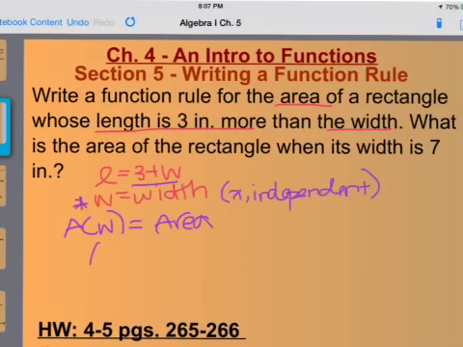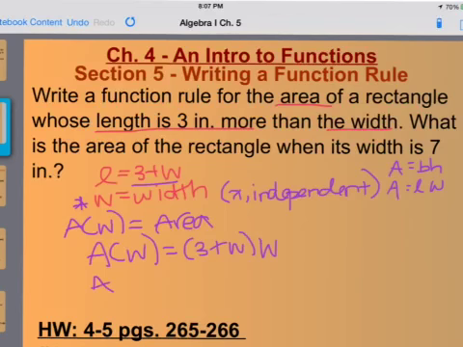Now, the function A of W, well, in order to find the area of a rectangle, we do base times height, or sometimes it's written as length times width. Here we're talking about length times width. So we're going to do the length, which is 3 plus W, times the width, which is just W. Now you can simplify this down, you don't have to, but by distributing the W, we get 3W plus W squared, which normally you write the highest power first, so W squared plus 3W. So we have our function.